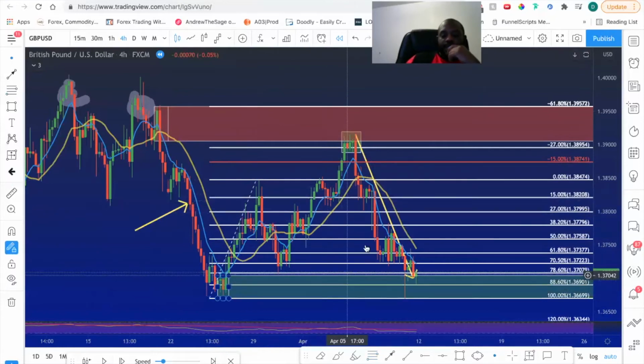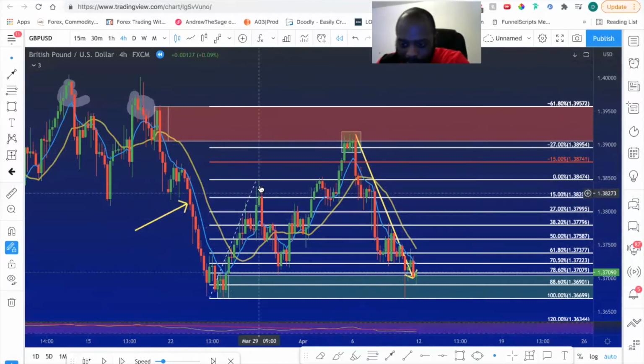Where did it reverse at? Look at the 61 and the 70. That's why you always see me say, draw a line at the 78. You can draw a line at the 70, 78. The 70 and the 78 are always the reversal level.